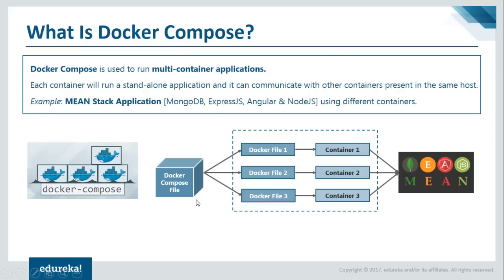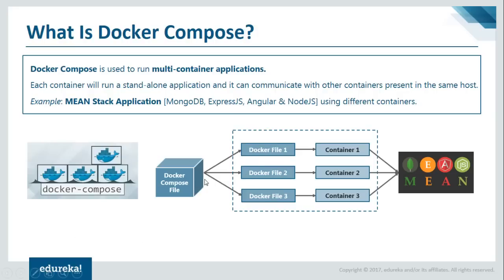So compose is the key term that you need to note here, and the compose file is a YAML file basically. Okay, yet another markup language. And in the YAML file, you specify the location where your Dockerfile is present, and then you also specify the port numbers that the container needs to use to interact with the other container.